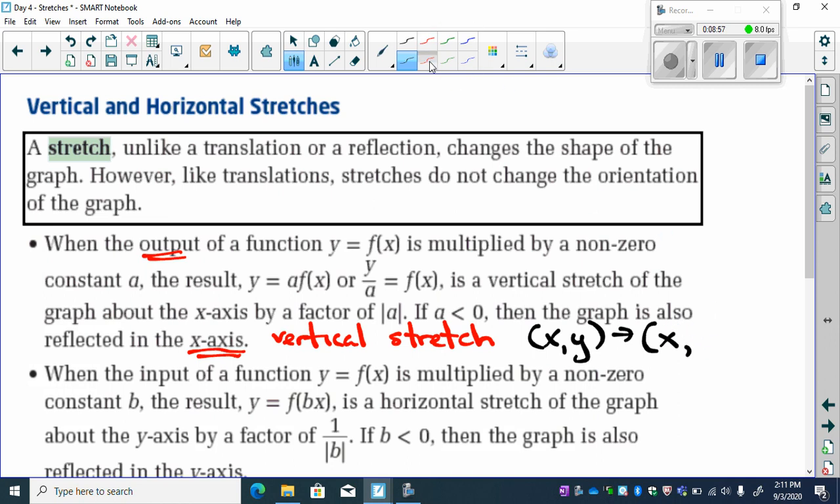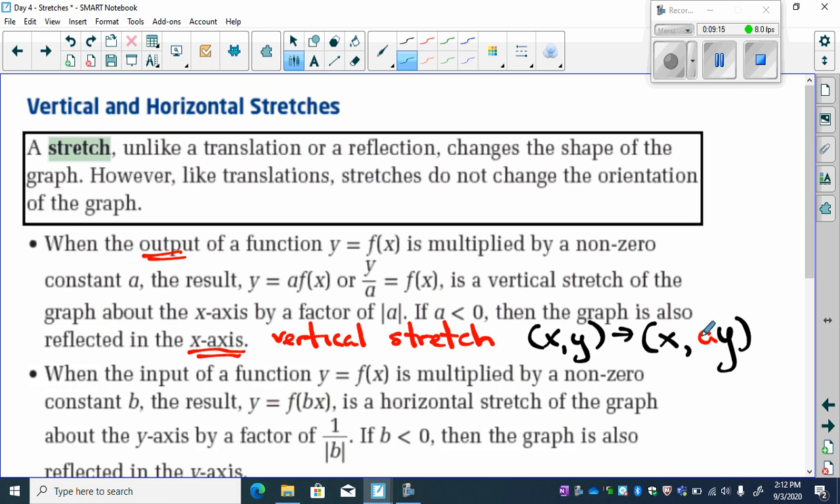But remember, for the mapping rule, anything vertical is going to affect the y values. So we'll go A times y. So it's essentially the same thing you did yesterday with reflections, only yesterday your A value was a negative 1, or in the previous video. Today it could be anything. Okay? It could be 2, 5, it might even be a negative 5.